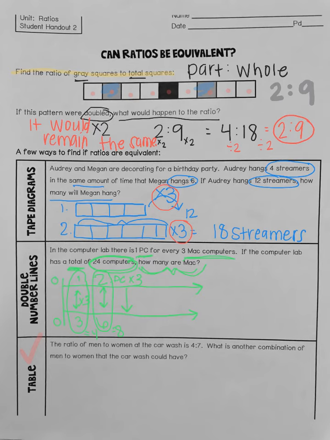So I need to keep going up my number line. So I'm going to skip ahead to when I have 5 PCs. And I'm going to multiply that number because for every one of those PCs, I have 3 Macs. Therefore, 5 times 3 equals 15. So when I have 5 PCs and 15 Macs, it's a total of 20 computers.